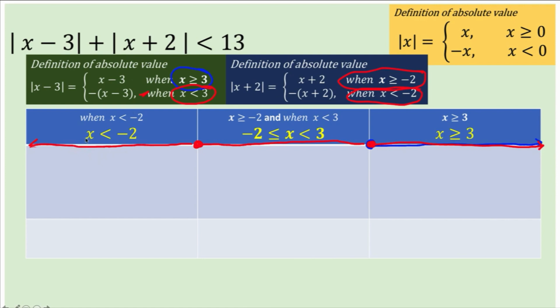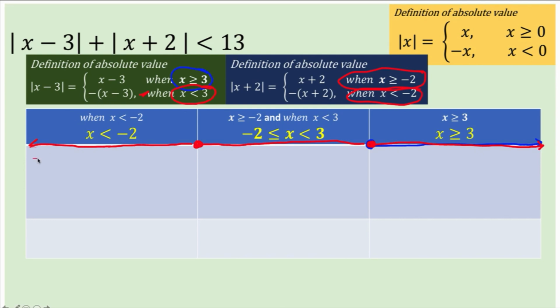Let's begin in the interval where x is less than negative 2. For the absolute value of x minus 3, there are only 2 conditions. One is when x is greater than or equal to 3. The other one is when x is less than 3. But the interval x less than negative 2 would be covered by the second part of this piecewise definition. So when we remove this absolute value symbol, we apply the definition, and since our interval is for x less than negative 2, we copy the second part of the piecewise definition.